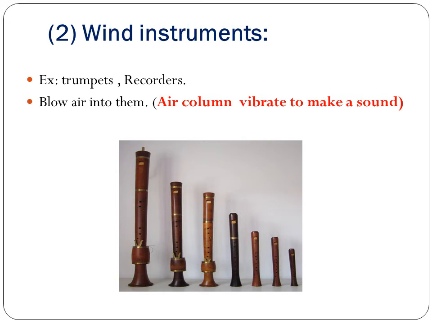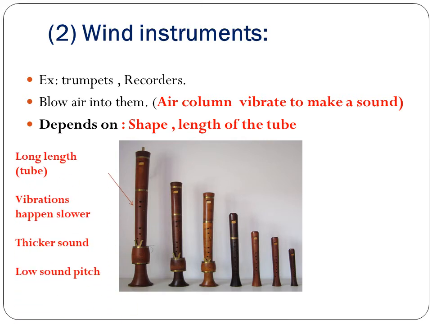But they are different in what? In length, and some difference in shape too. So in this recorder I have a long length, a long tube. So I have an air column. What do you think it will be, long or short? It will be a long air column.